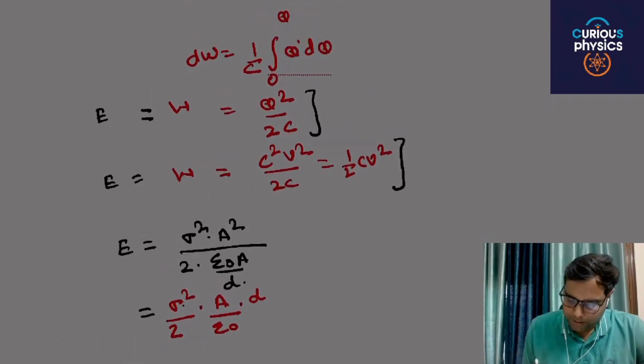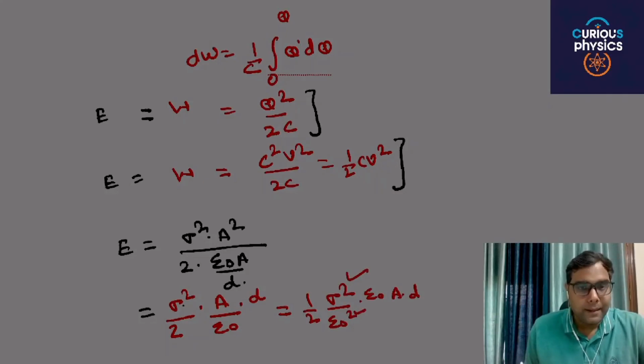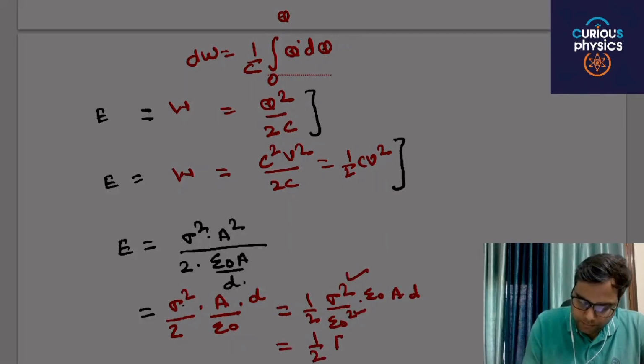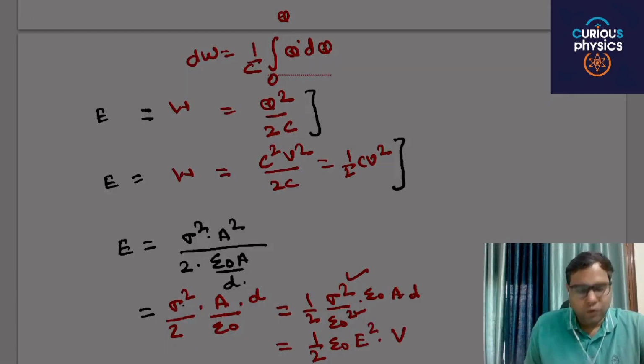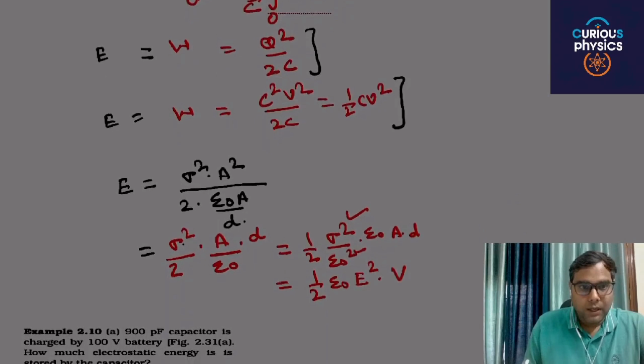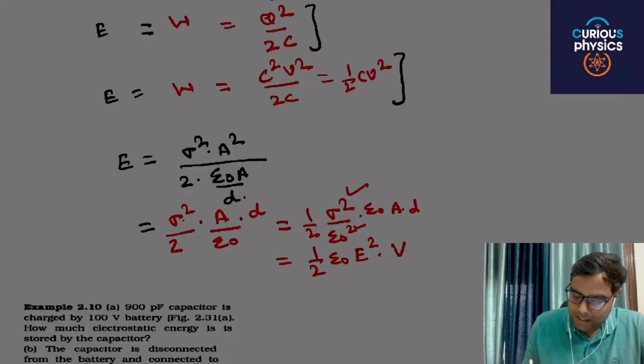Now you can multiply with epsilon naught, and 1 by 2 multiplied with epsilon naught, sigma square and epsilon naught square, epsilon naught A into D. Sigma by epsilon naught is the electric field, and you can write 1 by 2 epsilon naught E square into volume. A into D is the volume. This is not energy, this is electric field.